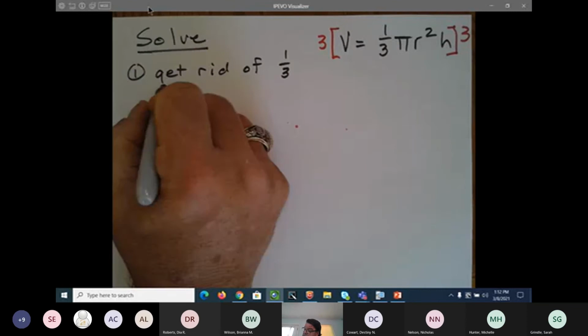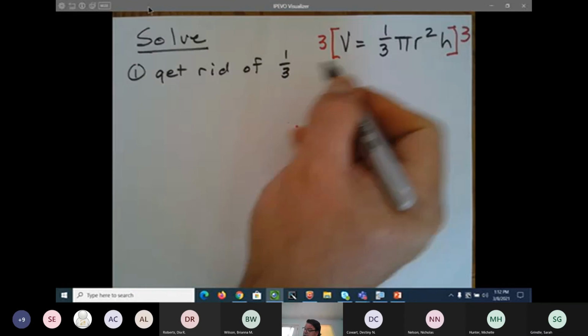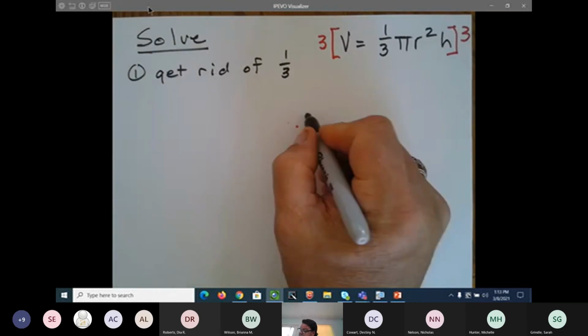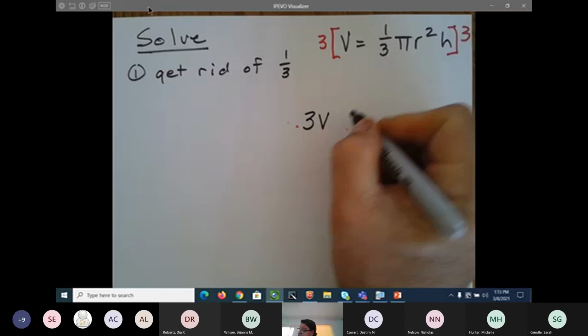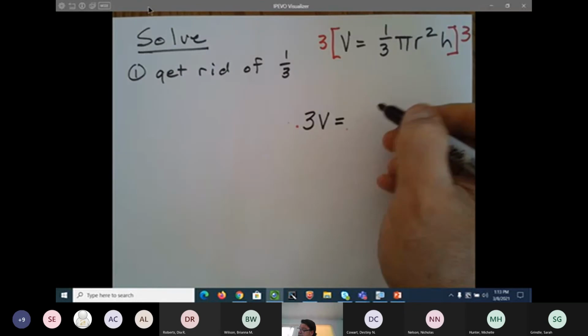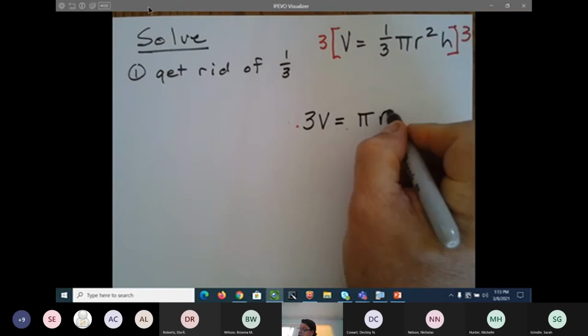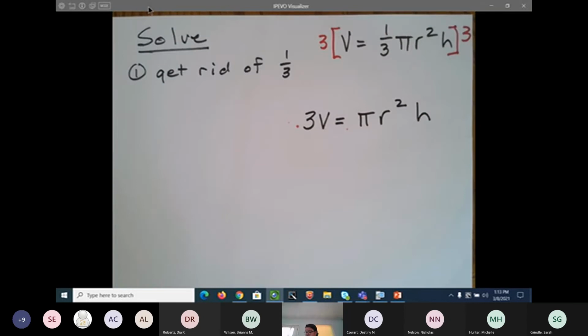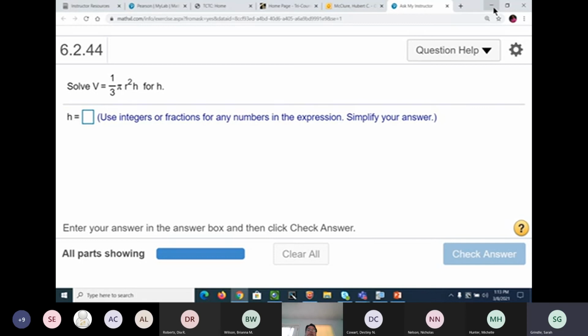All right. So get rid of the 1/3. I did that. So now we've got 3v is equal to pi r squared h. Now I go back to the question and I look at what they want me to solve for. I want h. So we've already done that today, but we'll do it again.